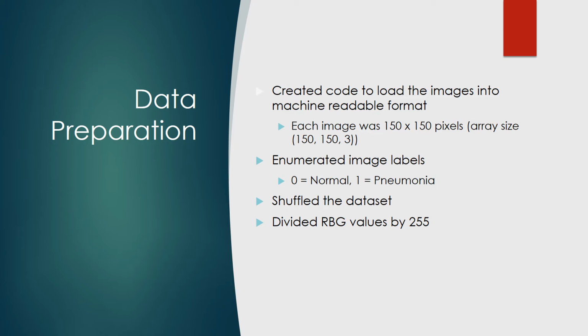The final step was to divide the values in our image arrays by 255. This would allow us to be able to plot the images in Python. When all was said and done, we had 5,216 images in our training data set and 624 in our test data set.